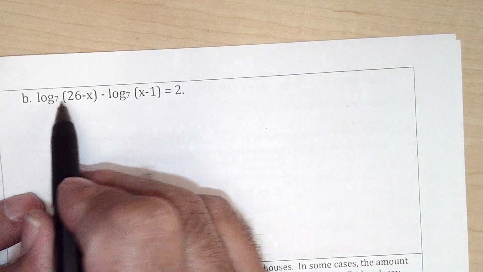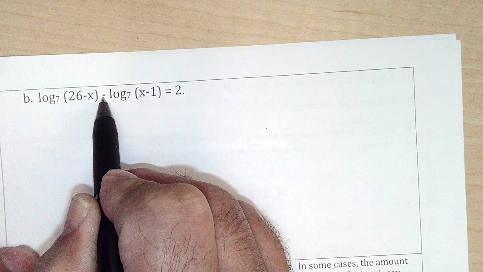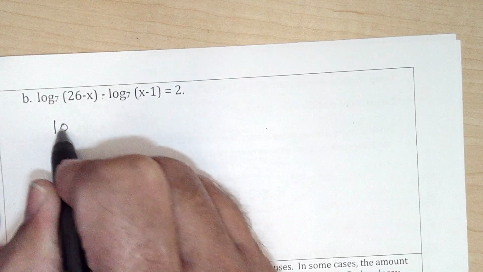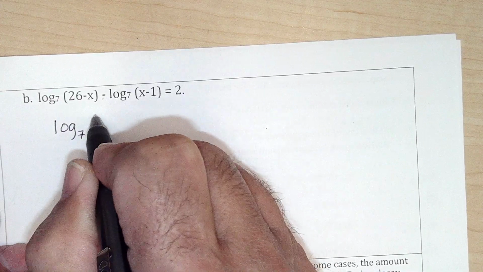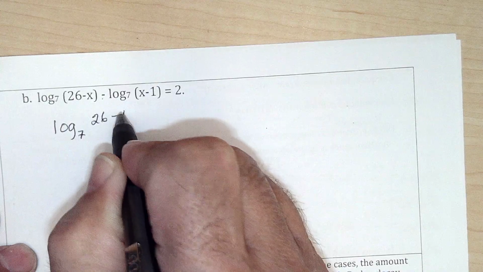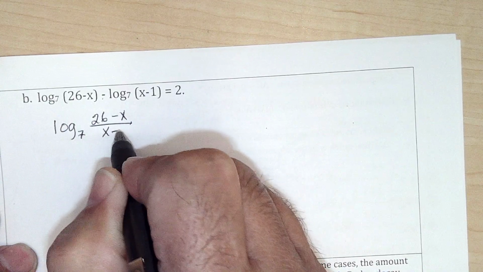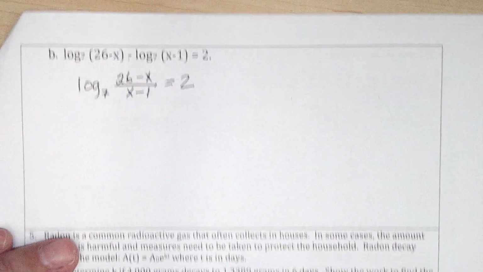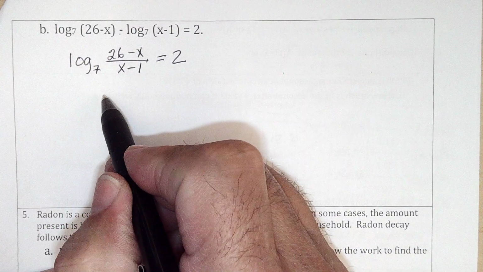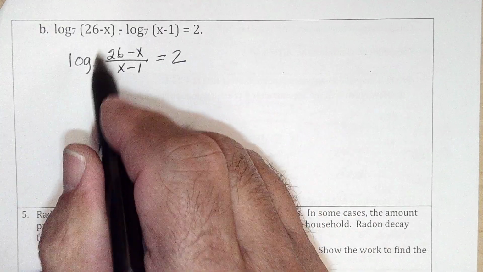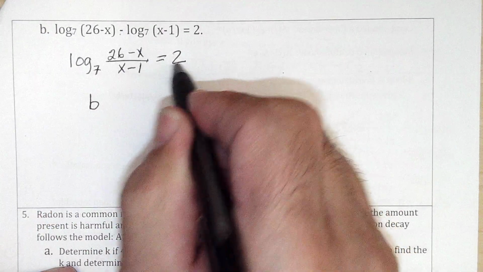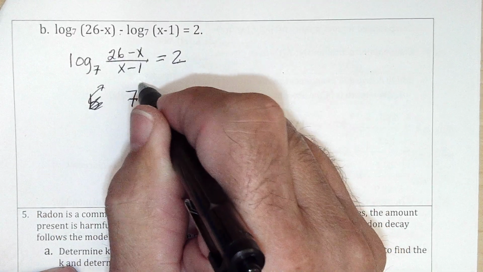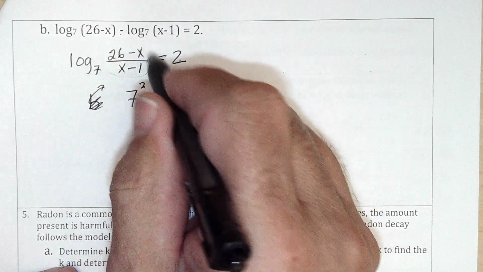All right, next one. So now we're subtracting. Still log base 7, so when you subtract, you divide. So we get log base 7 of 26 minus x over x minus 1 equals 2. And log to power equation conversion. The base is 7. This is the power. The base is 7. This is the power equals this.